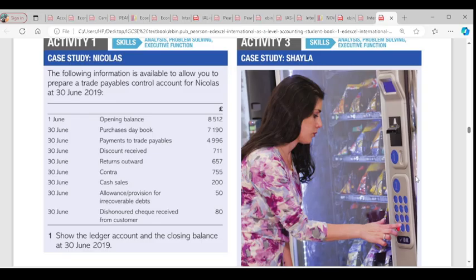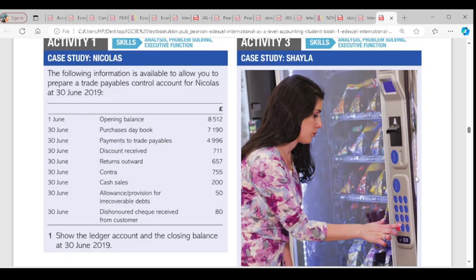Contra here is talking about trade receivables. Listen, for this contra, it's going to be in both the trade payables account and the trade receivables account. Here it's going to be on the debit side of the trade payables account, and on the credit side of the trade receivables control account if we are preparing one. Cash sales is not going to be here, because cash sales will be in the trade receivables control account, but we are told to prepare the trade payables control account.